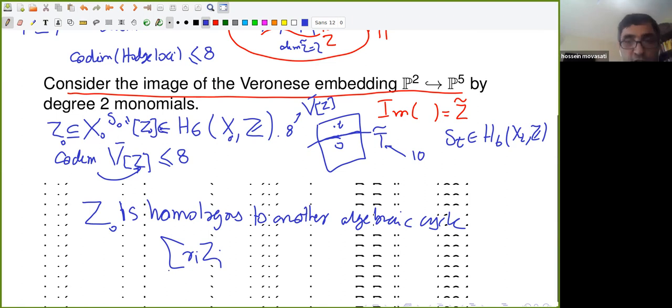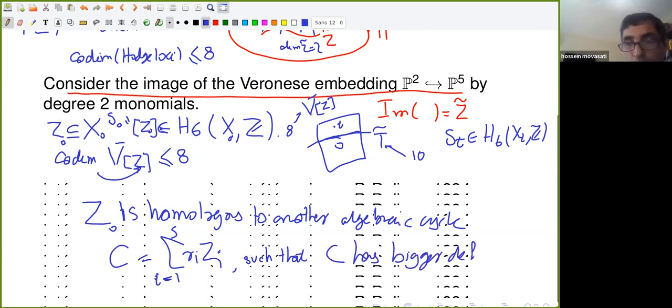Let's assume the integral Hodge conjecture. Even deciding whether the integral conjecture is true or false in certain situations is difficult. I equal to 1 until S. So this means that this will be homologous to another algebraic cycle, let's call this one C, such that C has bigger deformation space. What I am saying is kind of similar to what we had for Z.